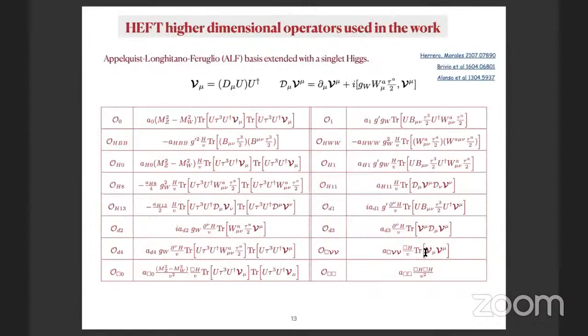Okay, so now we need the information of the higher dimensional operators. It is mentioned in the literature that these come from the Appelquist-Longhitano basis, which is the basis for the electroweak chiral Lagrangian. If we add the standard model Higgs singlet to these interactions, we can get the higher order interactions appearing in HEFT. We need these two entities in order to define these operators. This is the list of the 16 operators that we consider in our analysis.